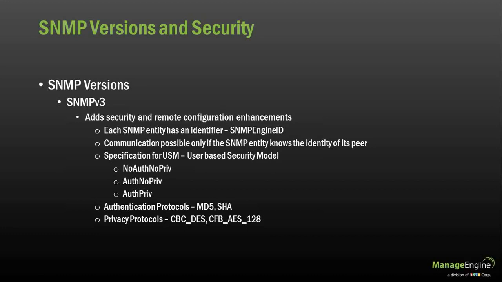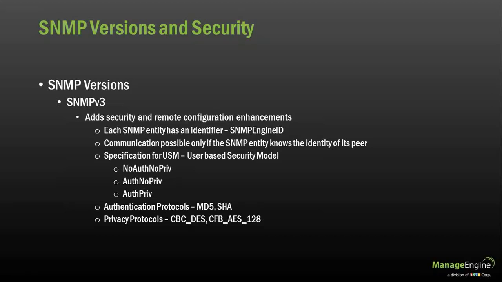SNMP v3 has support for security models and contains specifications for USM, which stands for User-Based Security Model. The standard communication mechanisms available in the User-Based Security Model are communication without authentication and privacy, which is called noAuth, noPriv. Communication with authentication and without privacy, which is called auth, noPriv. And communication with authentication and privacy, which is called auth-priv.